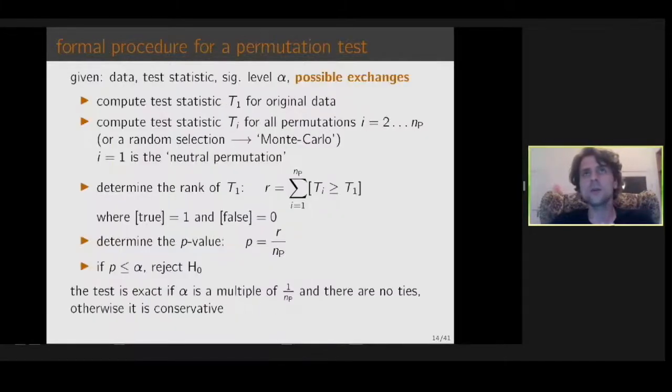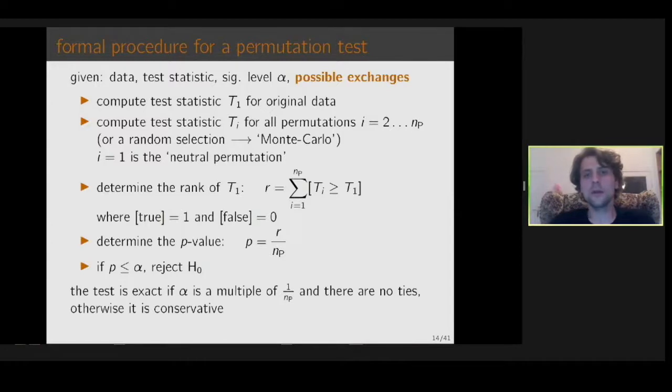So from this introductory example, we are already able to derive something like a formal procedure for a permutation test. What is required for a permutation test is that a certain data set has been acquired or simulated, that a test statistic can be calculated from this data set and from permuted versions of this data set, that there is a significance level alpha below which you want to consider effects to be statistically significant, and that there is a set of possible exchanges between data points. I will come to what that means in detail a little bit later.